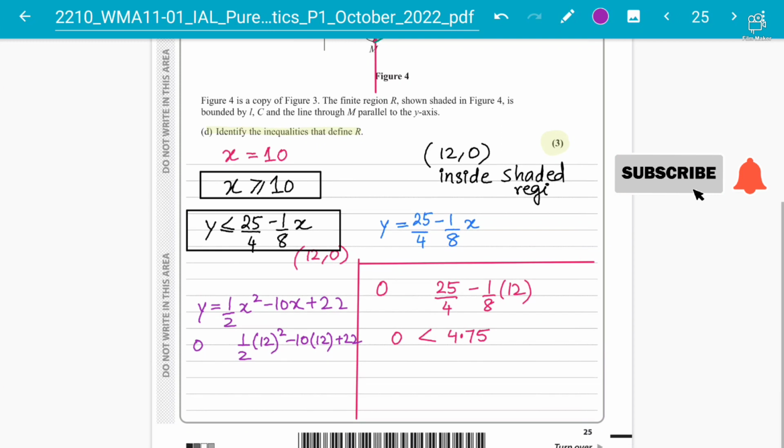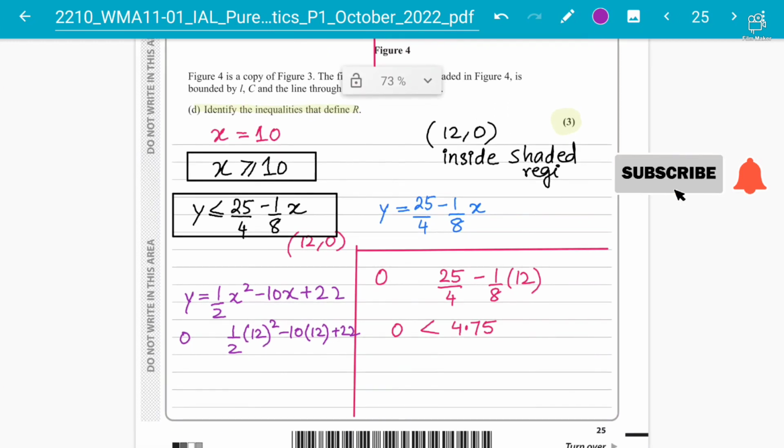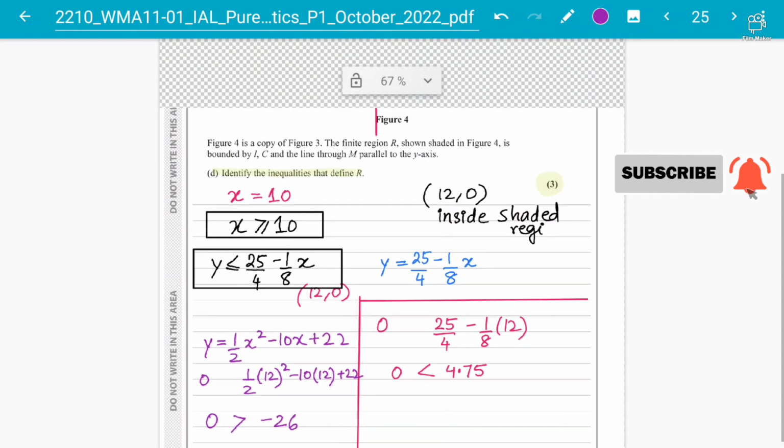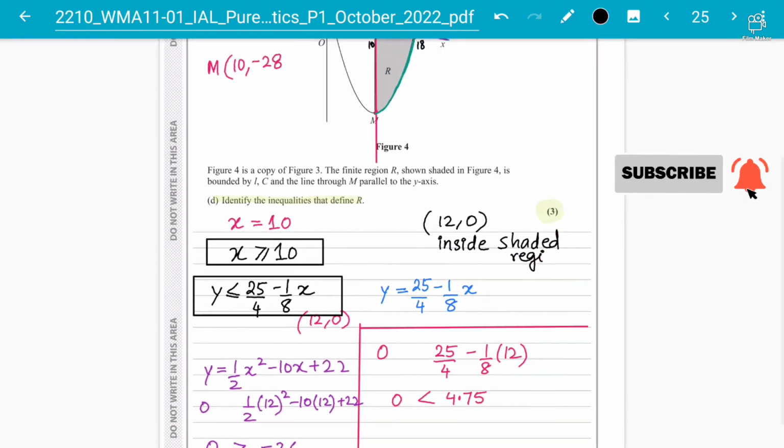Let's use the calculator quickly. Very safe method, I believe, very safe method. I never get wrong answers using this. So I'm getting minus 26 here, which means 0 is greater than that, and we can understand that it's going to be correct. So 0 is greater, so your final answer will be that y is greater than or equal to this equation, that is half x square minus 10x plus 22 for this part.